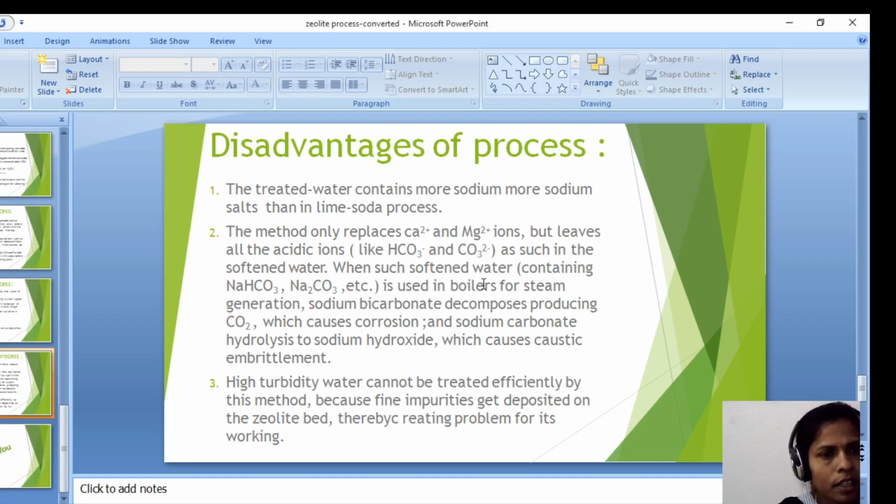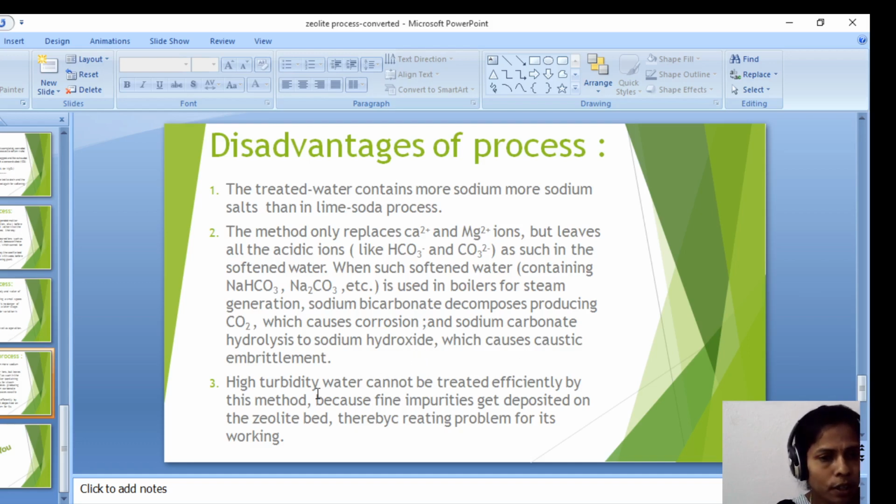When such softened water is used in boilers for steam generation, sodium bicarbonate decomposes, producing carbon dioxide. Because the bicarbonate is converted to sodium bicarbonate in the steam generation boilers. So that sodium bicarbonate decomposes to carbon dioxide, which causes corrosion. And sodium carbonate hydrolyses to sodium hydroxide, which causes caustic embrittlement. I will explain later what is meant by caustic embrittlement. So due to the formation of sodium hydroxide, this caustic embrittlement occurs.